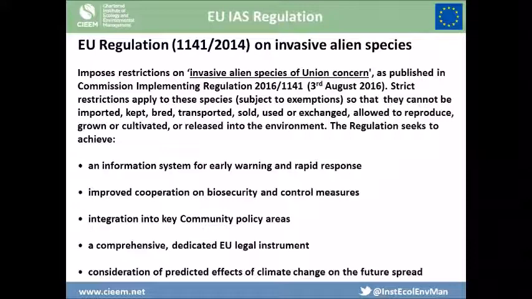And the regulation seeks to achieve an information system for early warning and rapid response across the member states, improve cooperation and biosecurity and control measures, integrating all of this into other policy areas within the EU, and forming a comprehensive, dedicated EU legal instrument, considering also predicted effects of climate change, trying to future-proof the changes that will occur in relation to these plants and animals. It's a very mobile situation, new plants, new animals coming up. The list of species of EU concern is likely to be revised this year or next year with other species added to it.